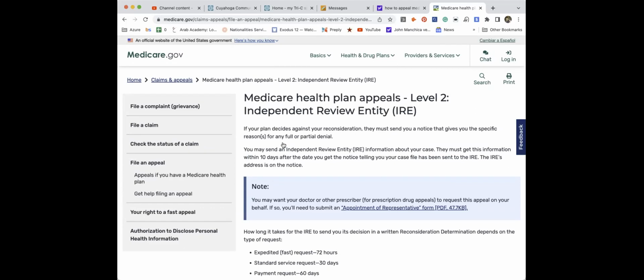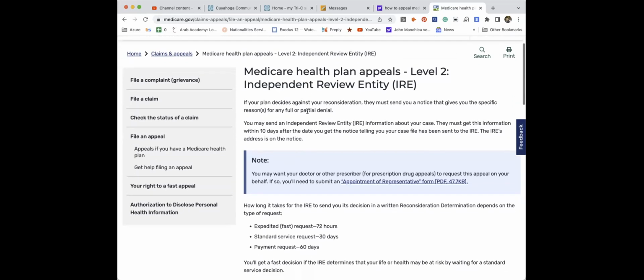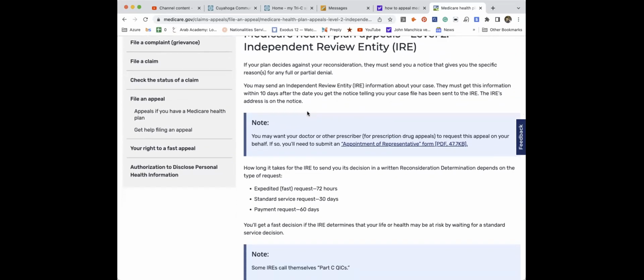So if your plan decides against your reconsideration, they must send you a notice that gives you the specific reason for a full or partial denial. You may send the independent review agency information about your case. They must get this information within 10 days of the day you get the notice telling you your case has been sent to the independent review entity, and their address is on the notice, right? You may want your doctor or other prescriber to request an appeal on your behalf, and you will need to appoint a representative if that's what you want to do.